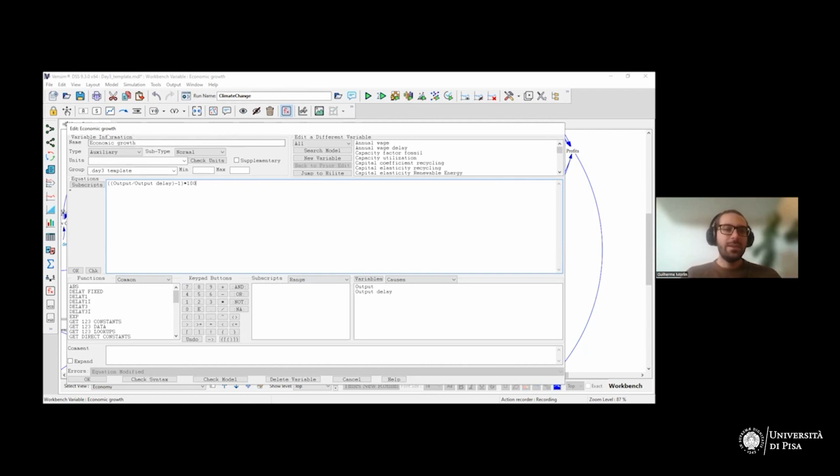So since we are not going to use this variable as an endogenous variable of the model, it's endogenous because it's caused by the model, but it's not going to affect other variables. This is just an indicator. We can shape it as we like, because we are just going to see the results, how they appear here.